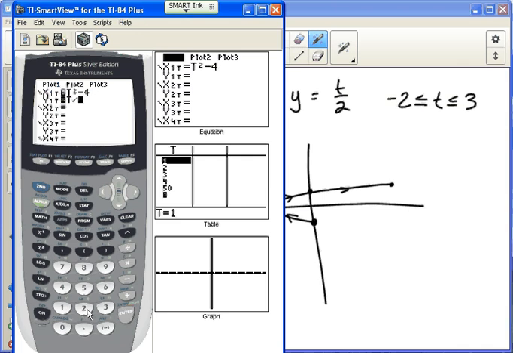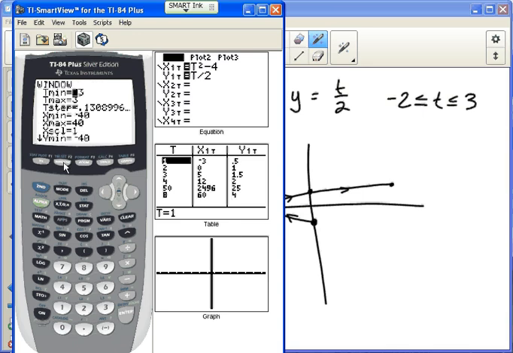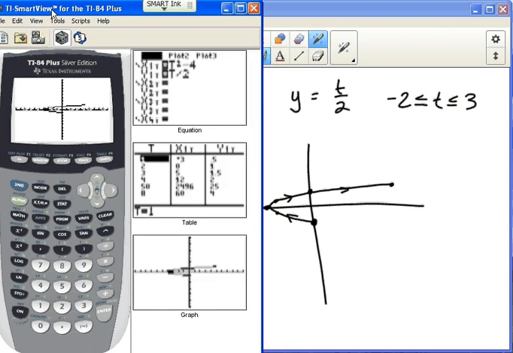So let's go to our window, because that's where we can change the fact that we want the t minimum to be negative 2 and our t max to be 3. So let's graph this. Sorry, I need to change my zoom. Give me just a second. Negative 2 to 3. Here we go. Alright, so that should look a good bit to you like what we graphed here. Same shape. So that's how you do it in your calculator.